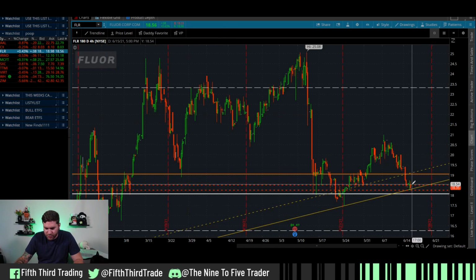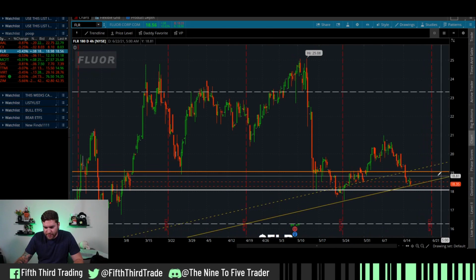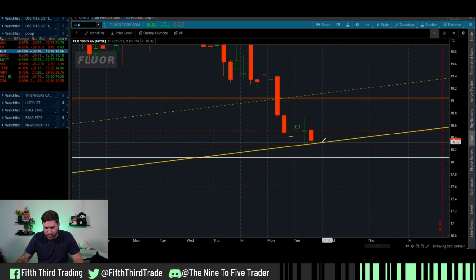The POC, a very strong support, very gravitational. We may be here for a few days, okay? But what's the risk? What's the risk? You have your trend line, your POC area that's gravitational, and your support.